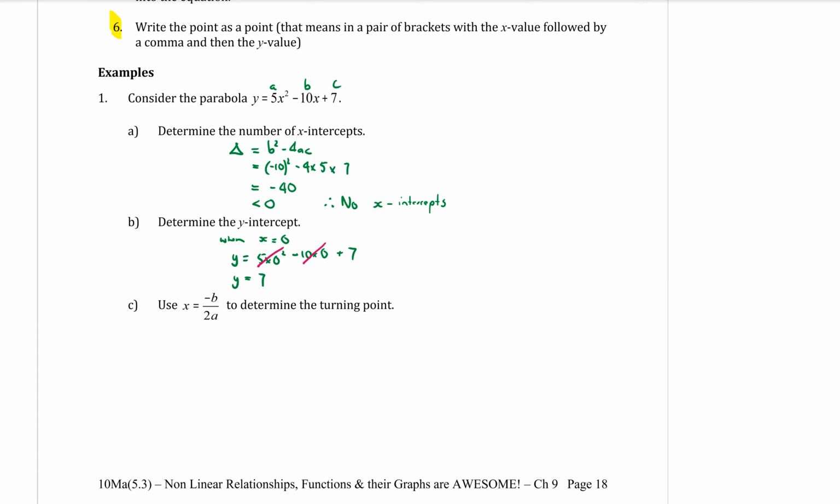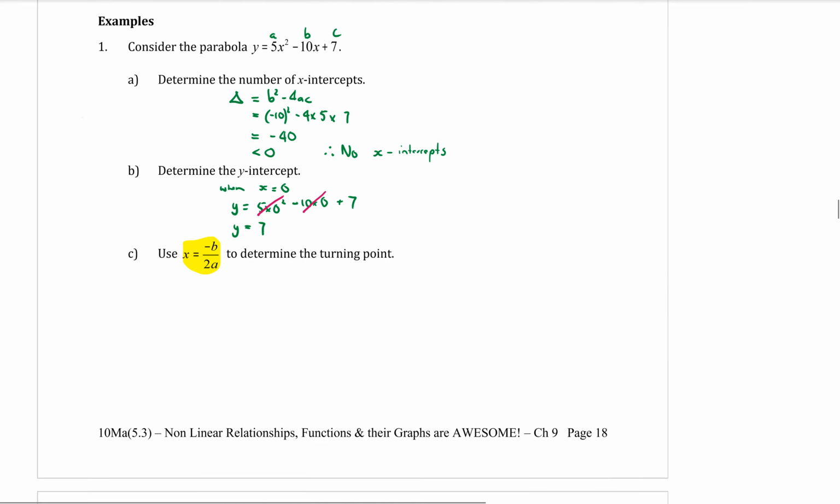Part C, use this formula, which hopefully you remember is the axis of symmetry formula, to determine the turning point. It's using the same a, b, and c as before. x would be equal to minus b over 2a. b is minus 10, so the minus makes a plus 10, over 2 times a, and a is 5. So 2 times 5 is 10, so I really have 10 divided by 10.